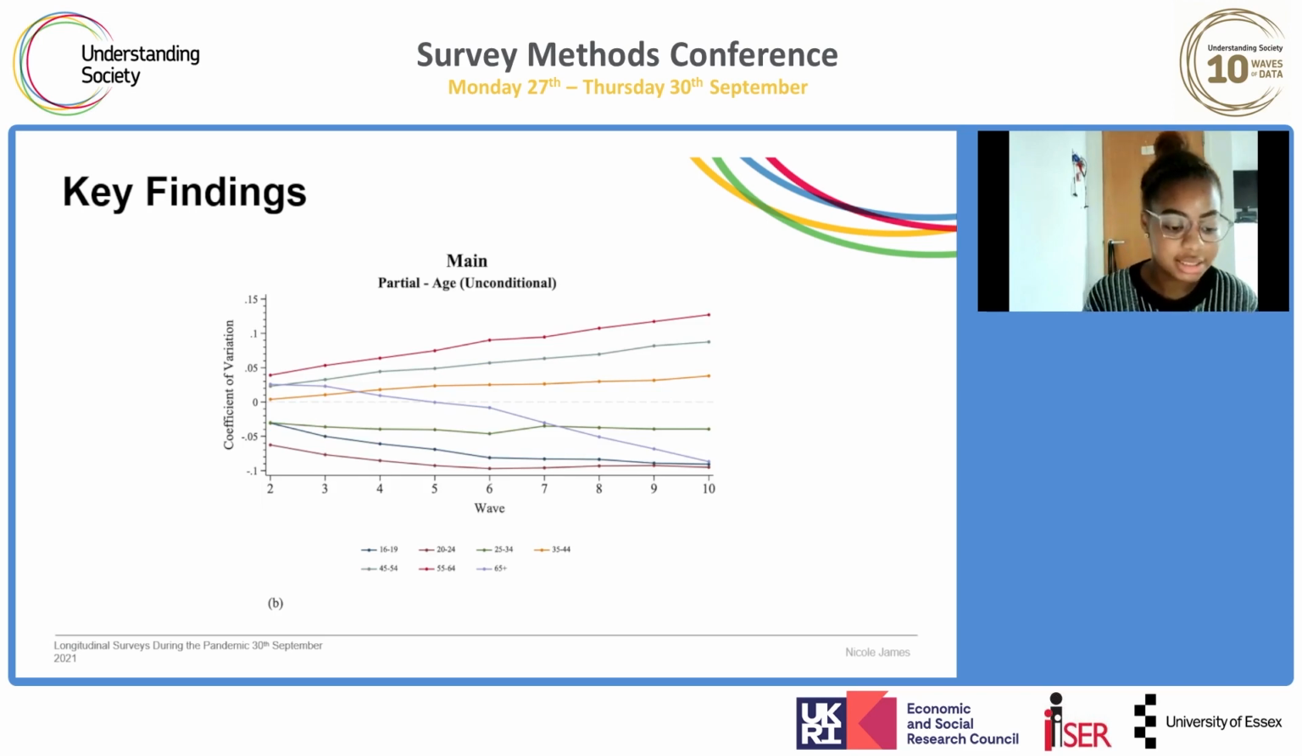And then for the main survey, again, positive values are overrepresented, and negative values are underrepresented. And then you can see that the groups 35 to 64 are overrepresented, and the groups 16 to 25 are under. And then you can see the group 65 plus, which is that purple line, goes from overrepresented to underrepresented by wave 10.